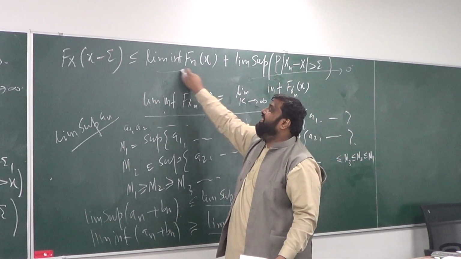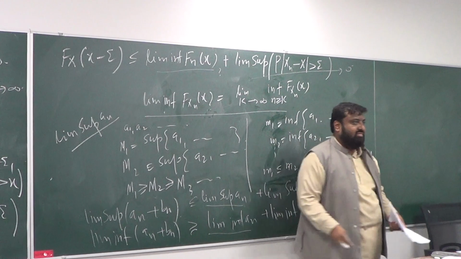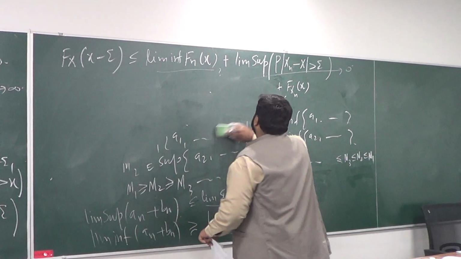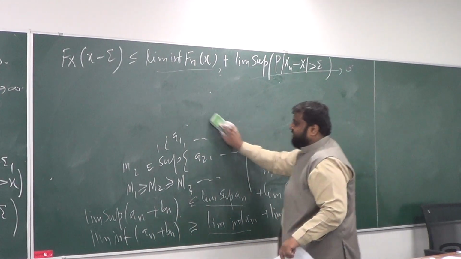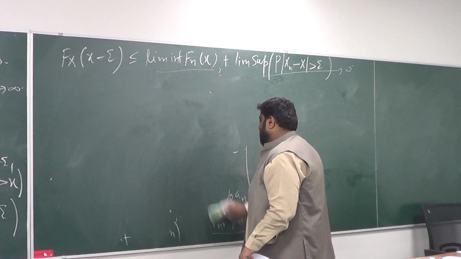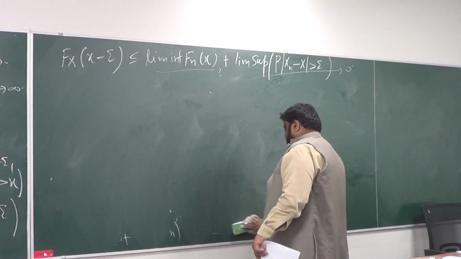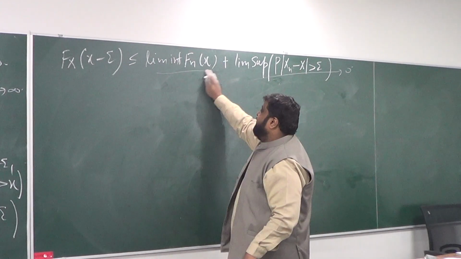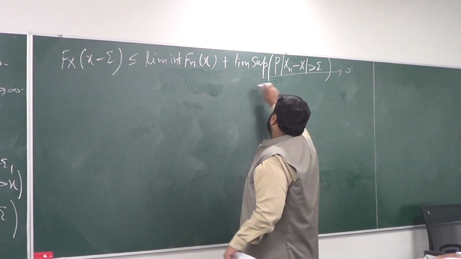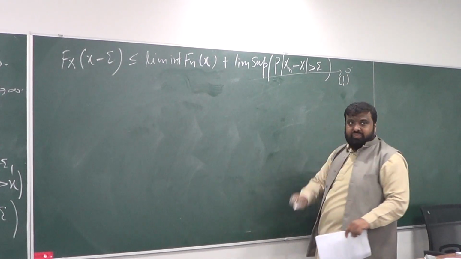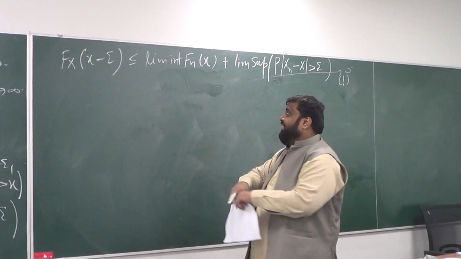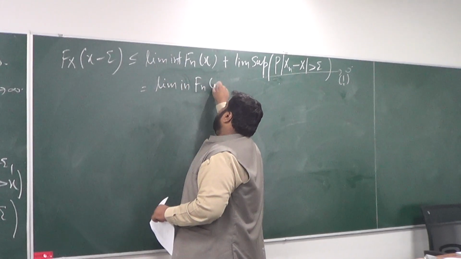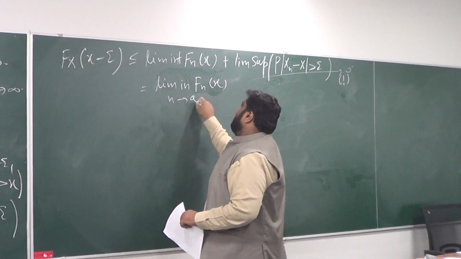The key thing is, can you see this? Who knows? Figure it out for yourself. Okay? So, with this equality, think about it. So what do you get? You get the lim inf of fn of x as n goes to infinity.